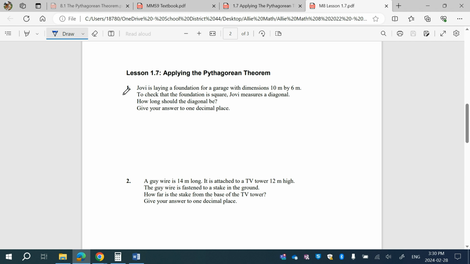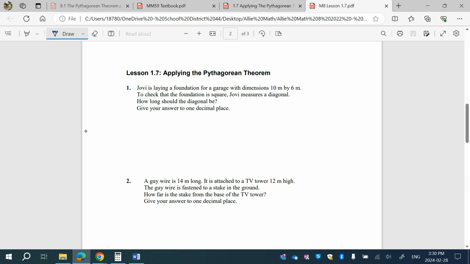So let's do that. Jovi is laying a foundation for a garage with dimensions 10 meters by 6 meters. To check that the foundation is square, so it has a 90-degree corner, Jovi measures a diagonal. How long should the diagonal be? Give your answer to one decimal place. So Jovi is laying a foundation for a garage with dimensions 10 by 6 and wants to know that it's square, so he measures a diagonal.